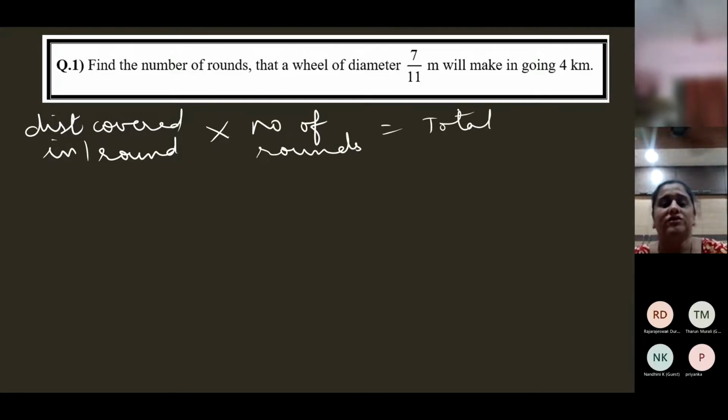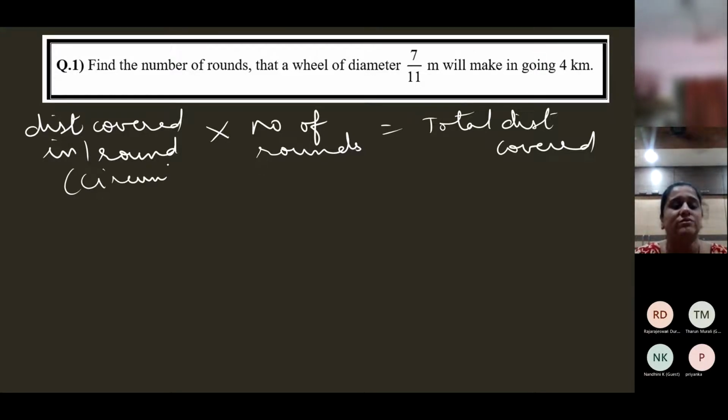This is the equation, children. If you remember this equation, you can answer any question based on the wheel, distance and number of rounds. Just remember this equation. You should understand this one. The distance covered in one round is nothing but the circumference of the wheel. That's all.